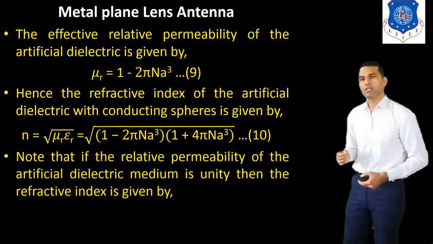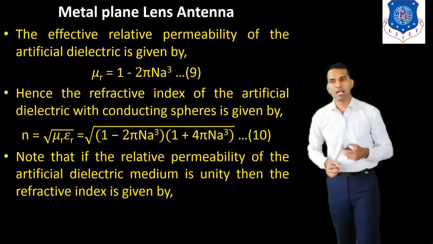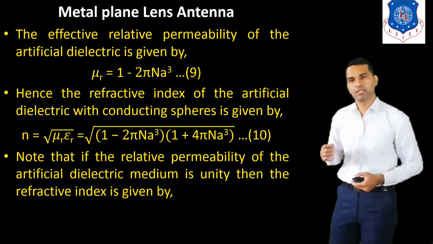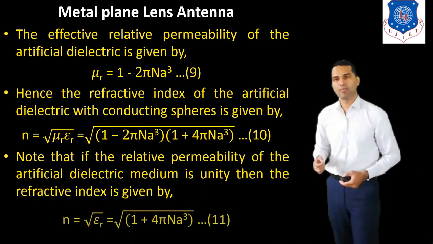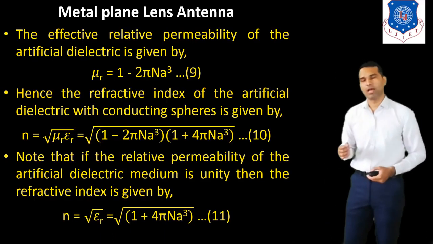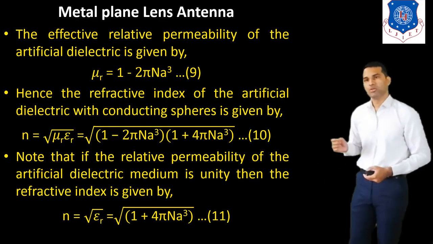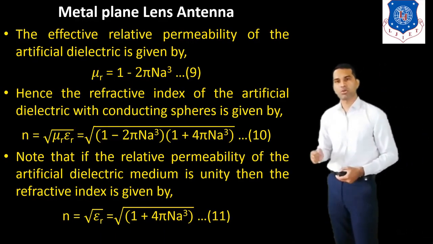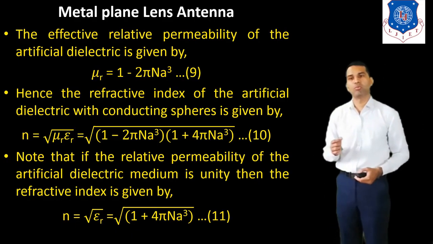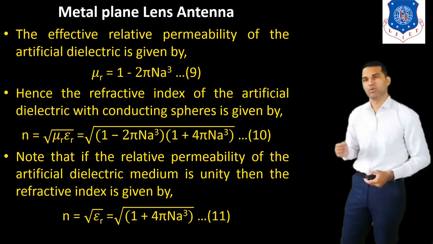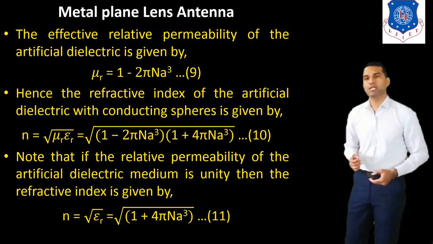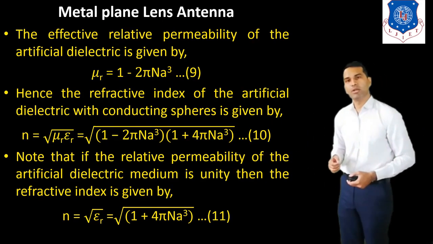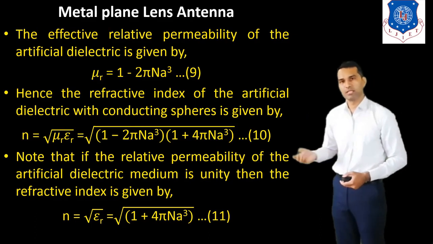Note that if the relative permeability of the artificial dielectric medium is unity, then the refractive index is given by n = √εr. So we write only the εr term, so n = √(1 + 4πnA³). This case is possible when the relative permeability of the artificial dielectric medium is 1, or we can say unity.